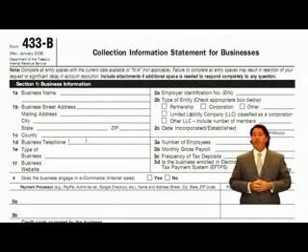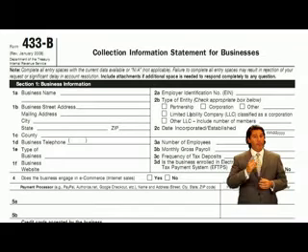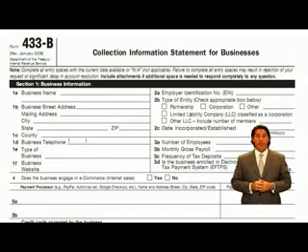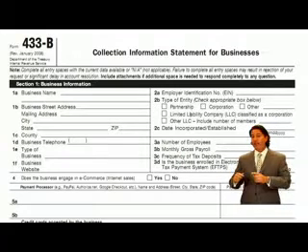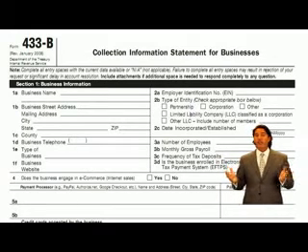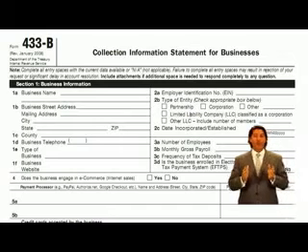If you own a business and you owe the IRS, you're more than likely going to have to complete what's called the Form 433-B. It's to my right. I'm going to walk you through the basics as to how to complete the 433-B. By all means, if you have any questions, please call us directly.